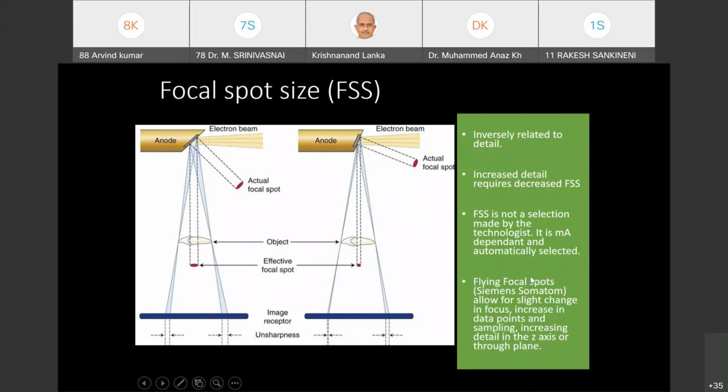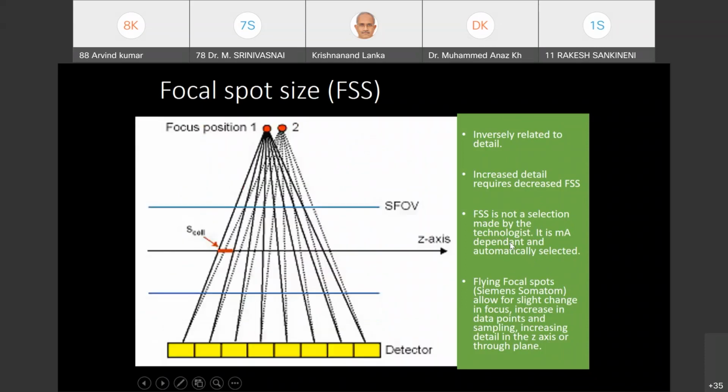In fact, these are all proprietary strategies used by Philips, Siemens, and GE. These are the three main players in CT scan. These people hide certain technologies from the users. All right. So using focal spot size, by increasing the overlap, you can increase detail; increased detail requires decreased focal spot size. It is mA dependent and automatically selected.